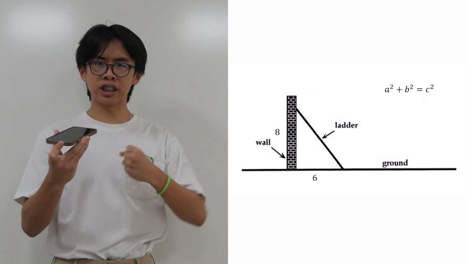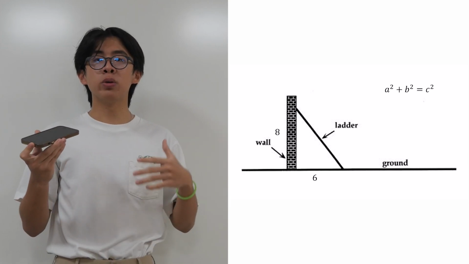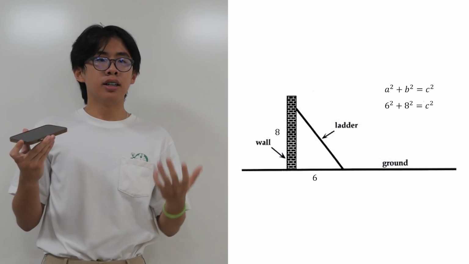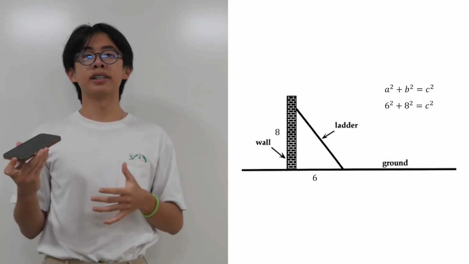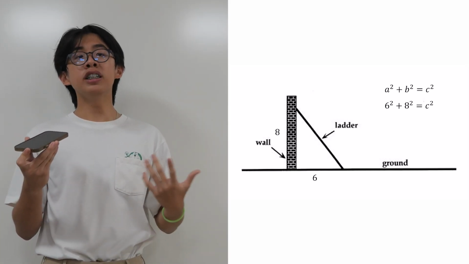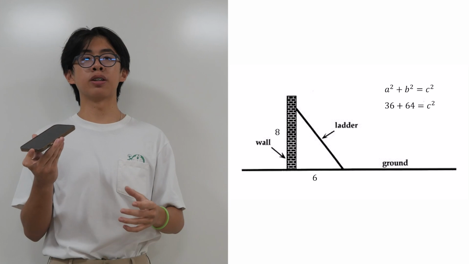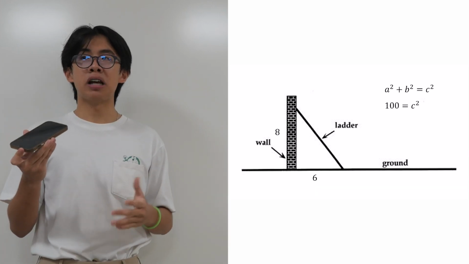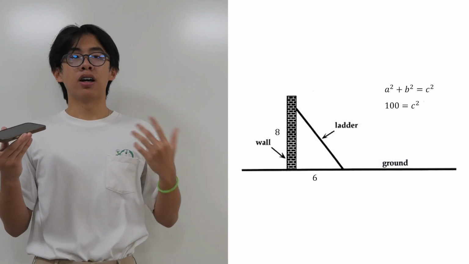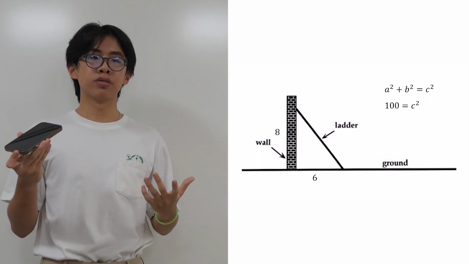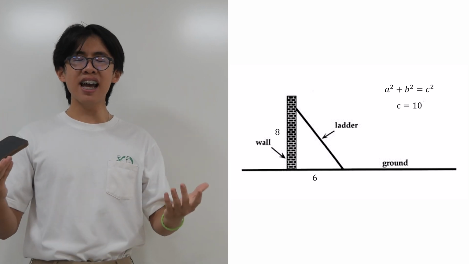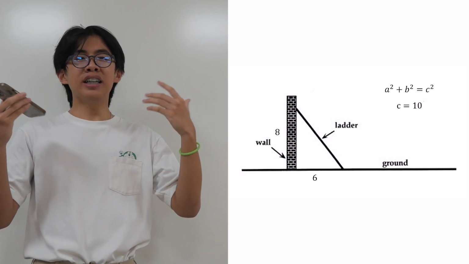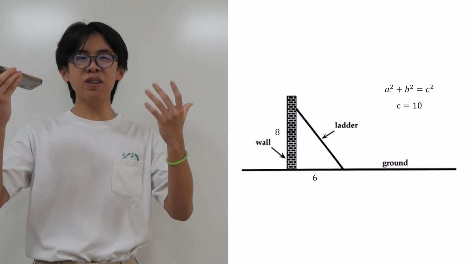And by crunching our numbers into the system, we get the following equation. 6 squared plus 8 squared equals c squared, or 36 plus 64 equals c squared, and finally we get 100 equals c squared. And when we take the square root, we get c equals 10. And so, in conclusion, our ladder is 10 feet long.